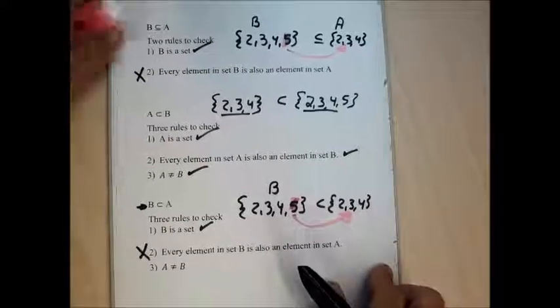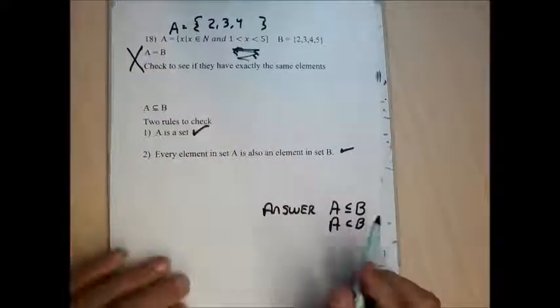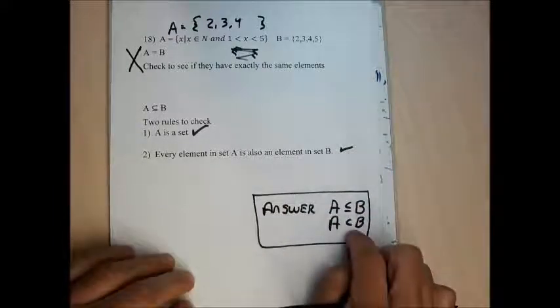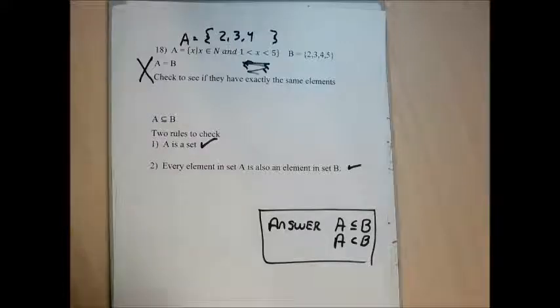I've checked all the symbols I need to check, and the only ones that came out true were that A is a subset of B and A is a proper subset of B. So my answer to question 18 is going to be just that.